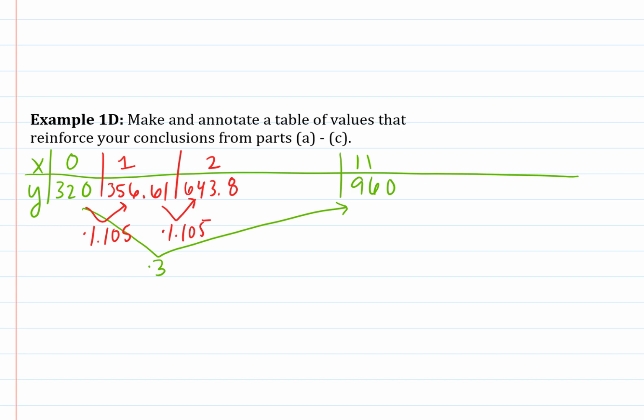And then finally, we said that the doubling time is about 7 years. So if you look at the x value 7, I'm drawing ellipses or dots in between because we're skipping some x values. But if you look at the x value 7, you see that the squirrel population is about 643.8, which is approximately double the squirrel population of 320.